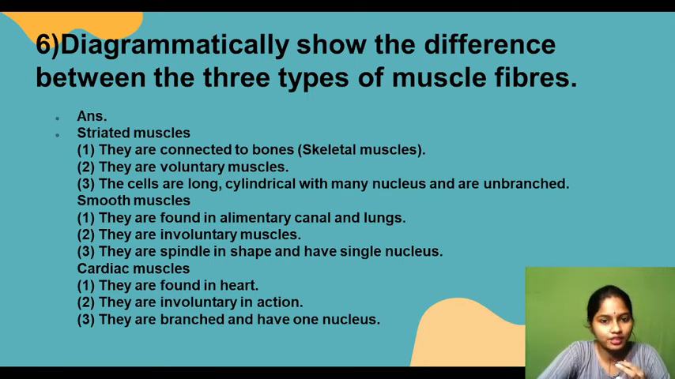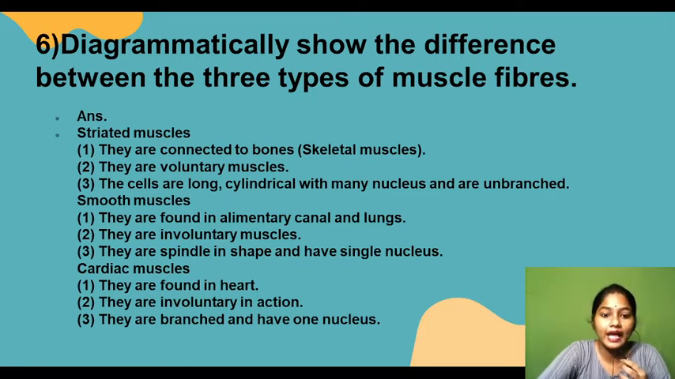They are connected with the bones, so they are called skeletal muscle and they are voluntary muscles. What are voluntary muscles? It means we can control their action, right? Yeah. Now the cells are long, cylindrical with many nuclei. They are multinucleate. Can you recall? Yes. And are unbranched.